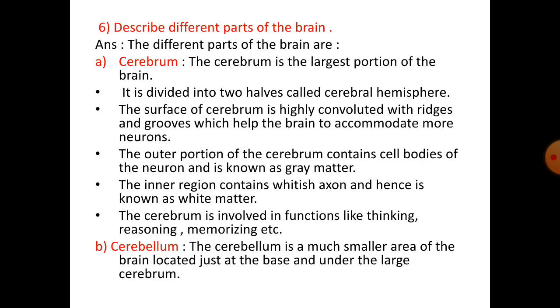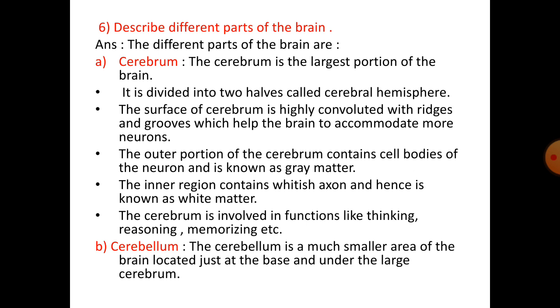Number 6. Describe different parts of brain. The different parts of the brain are cerebrum. The cerebrum is the largest portion of the brain. It is divided into two halves called cerebral hemisphere. The surface of cerebrum is highly convoluted with ridges and grooves which help the brain to accommodate more neurons. The outer portion of the cerebrum contains cell bodies of the neuron and is known as grey matter. The inner region contains whitish axon and hence is known as white matter. The cerebrum is involved in functions like thinking, reasoning, memorizing, etc.